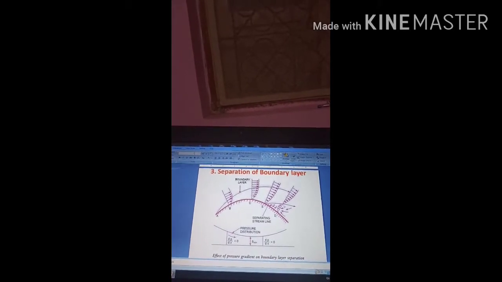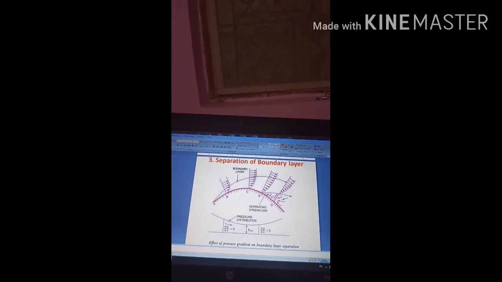Now if you see, the surface is curved, and the area along the surface will not always be the same. The area may change in between depending upon the shape of the body. Now as we know from Bernoulli's equation, if there is a change in velocity, then there is a change in pressure, and there is a change in area also. If area is more, velocity is less, pressure is more. If area is less, velocity is more, pressure is less. That we have studied from Bernoulli's equation.